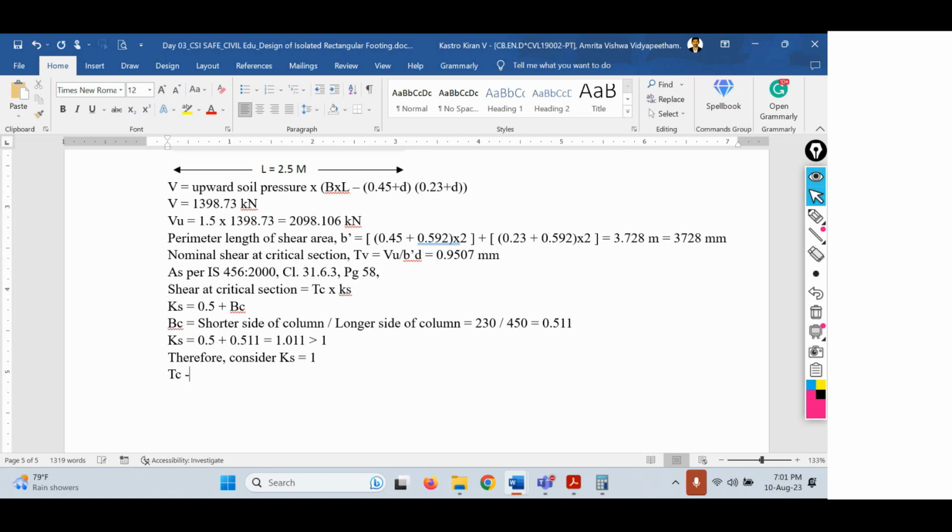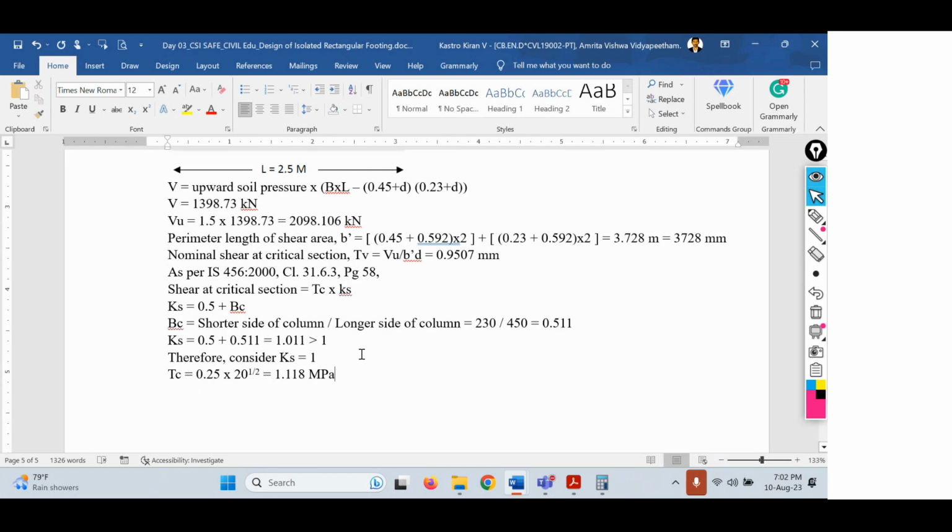Then we can calculate the tau c value, that is tau c equals 0.25 into root FCK. What is root FCK? Root FCK is 20 power 1 by 2, that is a root value. So from this, you are going to get the value of tau c, that will be 1.118 megapascals.